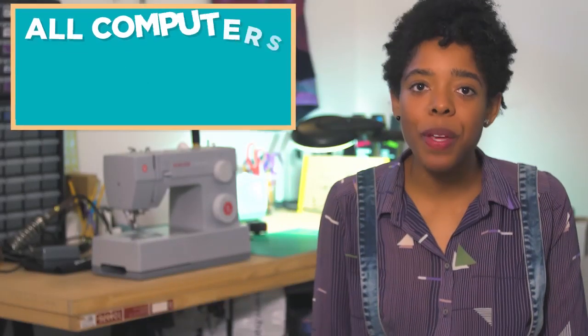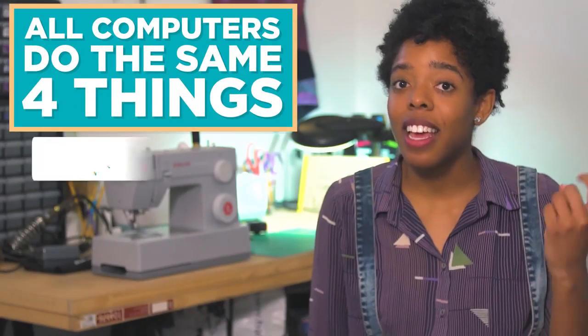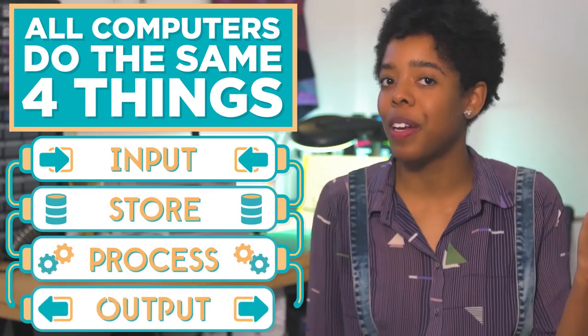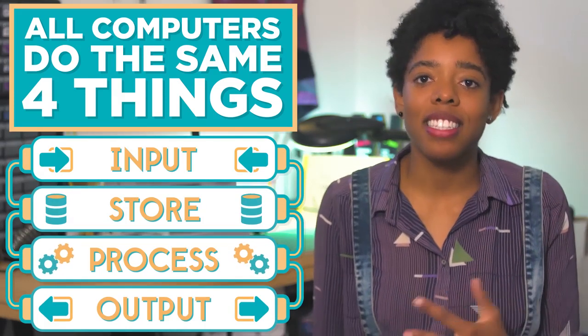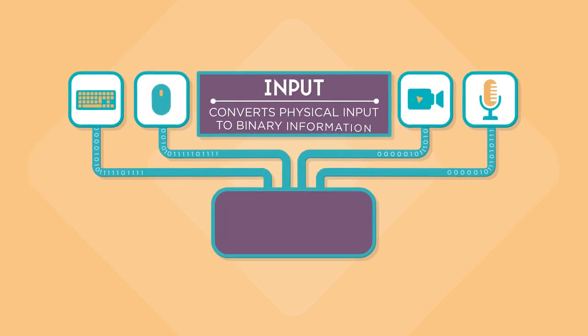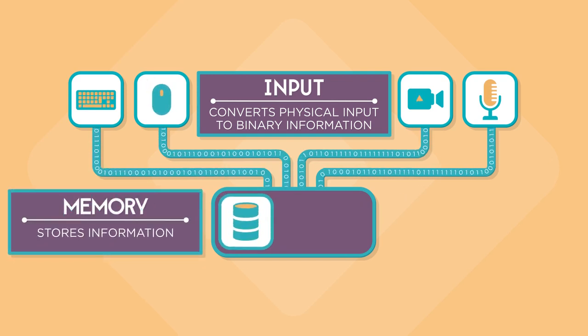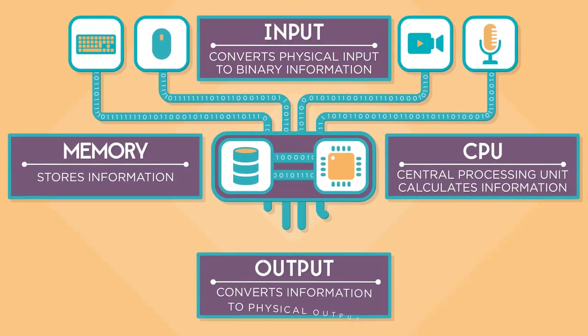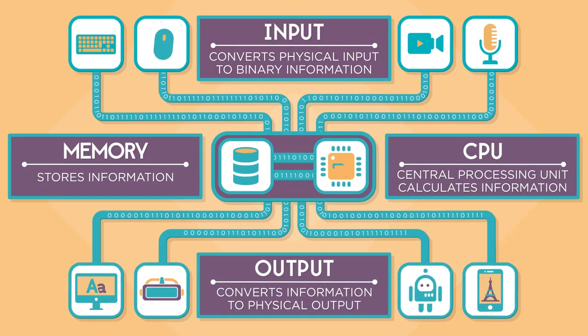Under the hood, all computers do the same four basic things. They input information, store and process the information, and then output information. Each of these things is done by a different part of the computer. There are input devices that take input from the outside world and convert it into binary information. There is memory to store this information. There's a central processing unit, or CPU, where all the calculations are done. And finally, there are output devices that take information and convert it into physical output.